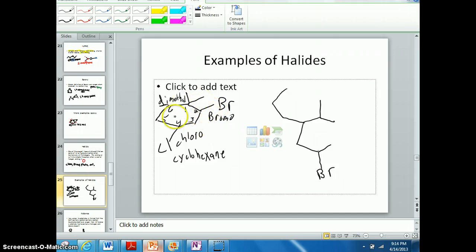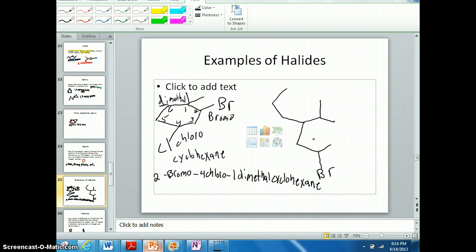So as it is, this is going to be 2 bromo, 4 chloro, and then 1 dimethyl cyclohexane, since there's all single bonds.